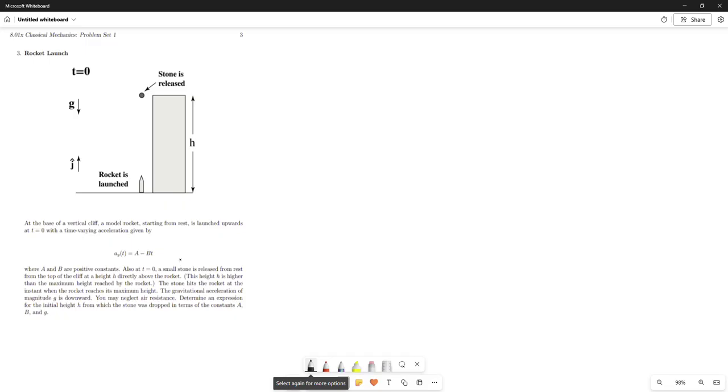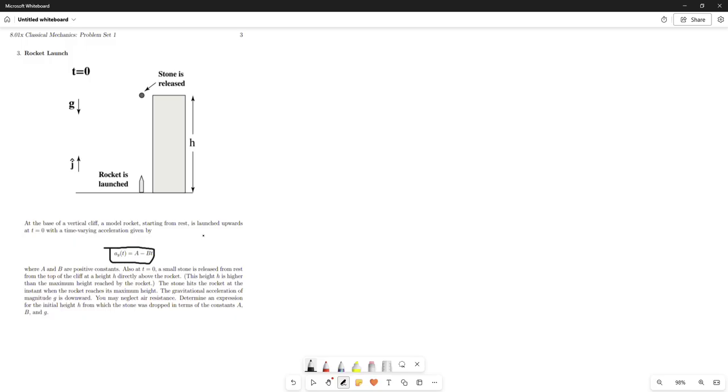Okay, let's start. At the base of a vertical cliff, a model rocket starting from rest is launched upwards at t equals 0 with a time varying acceleration given by this function, where a and b are positive constants. Also, at t equals 0, a small stone is released from rest from the top of the cliff at a height h directly above the rocket. This height h is higher than the maximum height reached by the rocket.